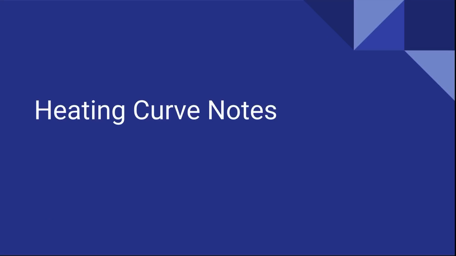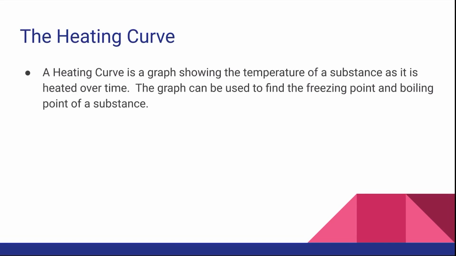Heating curve. A heating curve is a graph showing the temperature of a substance as it is heated over time. The graph can be used to find the freezing point or the boiling point of a substance.